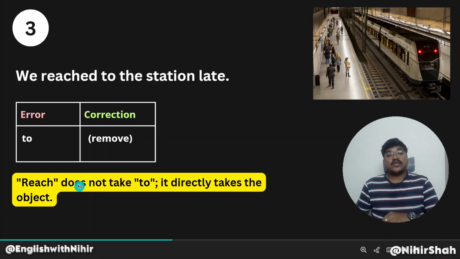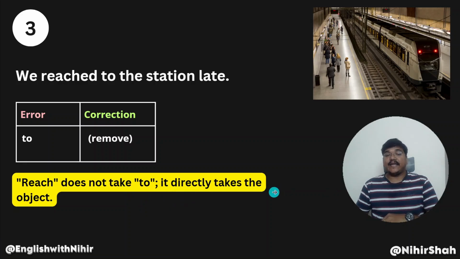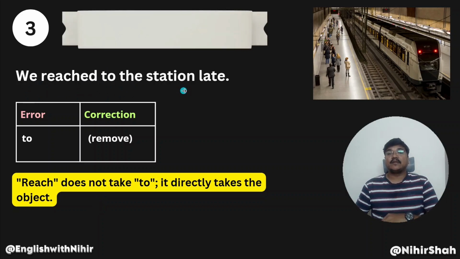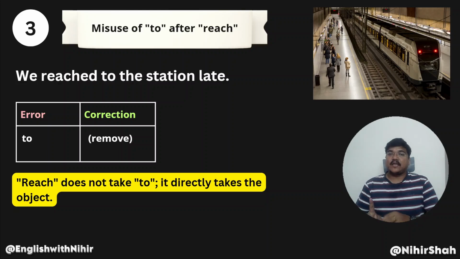Reach does not require to take to. It directly takes the object. Okay. So whenever reach is coming, in that case, you don't have to add to here. We can directly write in this way. So this is mistake number three: misuse of to after reach.